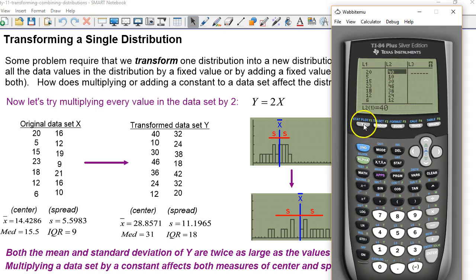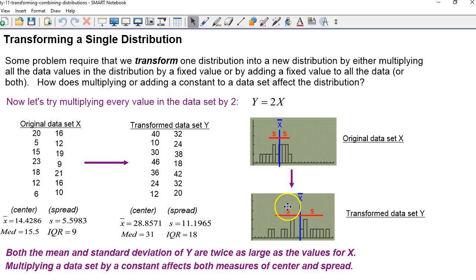Then we could change the statistics plot to look at List 2 instead, and I'm going to hit Graph again to get the same window. So that's how I got the picture here. We could also get the measures of center by rerunning one variable stats, this time on List 2, and that would give me the mean, median, and standard deviation. So that's how I got this information. This is the original data set, and here's the transformed data set.